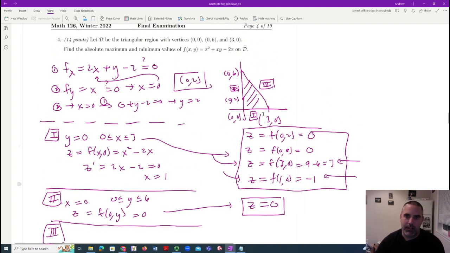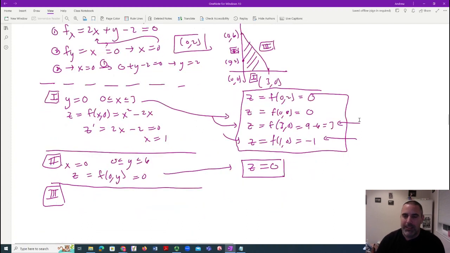But let's keep going. You get to the last side, I need the equation for that. It's a line that goes through the points 0, 6, and 3, 0. So the slope is going to be 6 minus 0 over 0 minus negative 3.